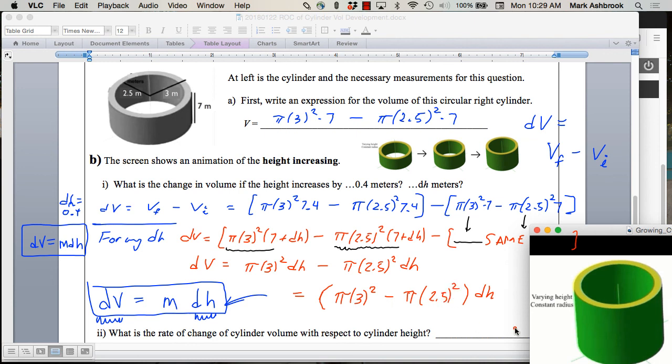So what is the rate of change? In this case, for this particular cylinder, if its height changes, what's the rate of change of volume with respect to height? Don't worry about calculating things, just expressions are fine. So what's the rate of change? Yeah, pi times parentheses 3 squared minus 2.5 squared. Yeah, this thing right here. That's our m.